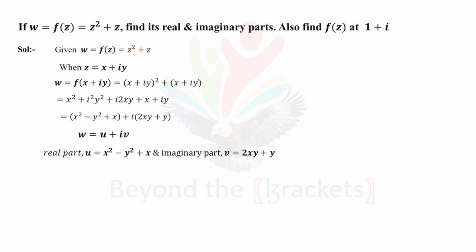In the next part, we are supposed to find f of z at 1 plus i. Given f of z is z square plus z, substituting z is equal to 1 plus i, we get 1 plus i whole square plus 1 plus i. Expanding this using the formula a plus b whole square, we get 1 plus i square plus 2i plus 1 plus i. Here i square will be equal to -1 and this term further simplifies to 1 plus 3i.